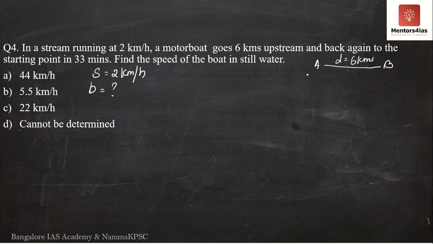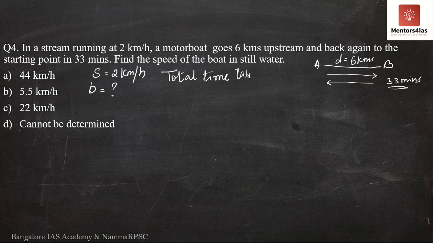Okay, so a motorboat takes 33 minutes to go from A to B and return from B to A. So the total time taken to travel from A to B and to return to A from B, that is onward journey and return journey, is 33 minutes, or I can say it is 33 by 60 hours.